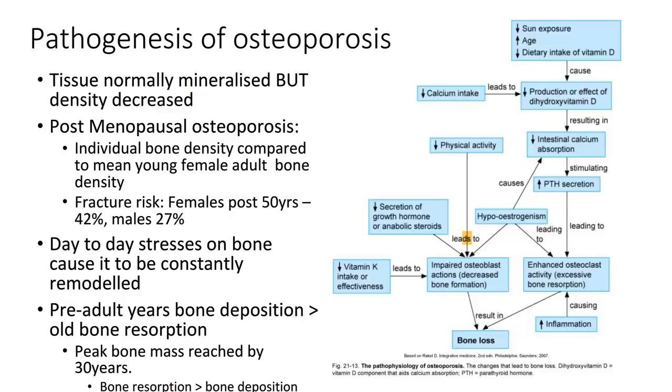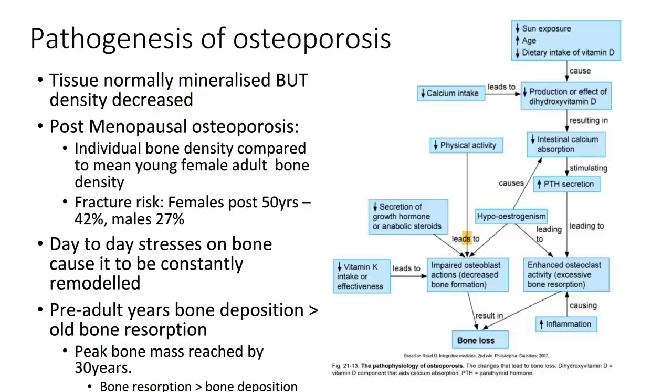So if you go and have a bone mineral density study done, they'll come back and tell you how dense your bones are relative to a certain age group. So your bones might be as dense as a 19-year-old female, and then a measure of fracture risk coming back. So females post 50 years, the fracture risk is around 42%. Males, it's around 27%. So you can see that difference in menopause compared to andropause.